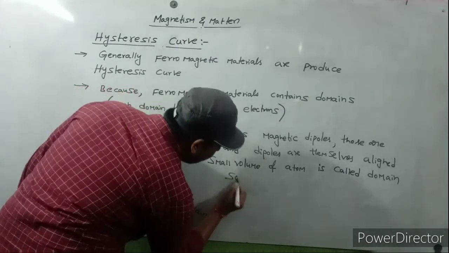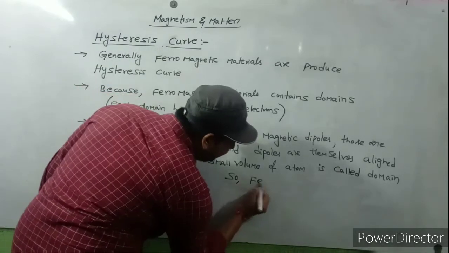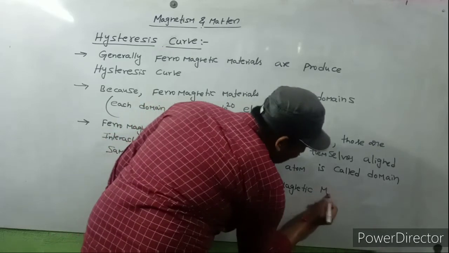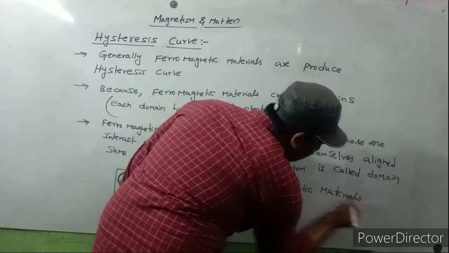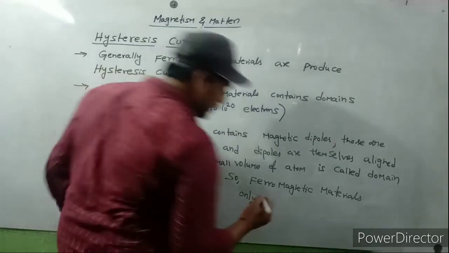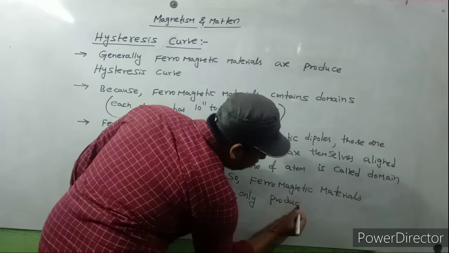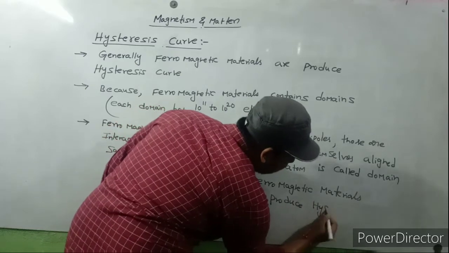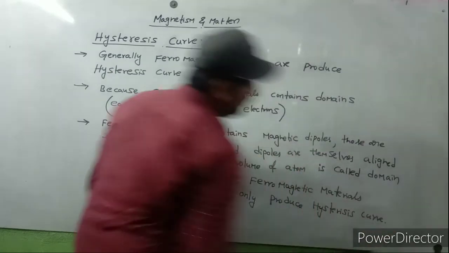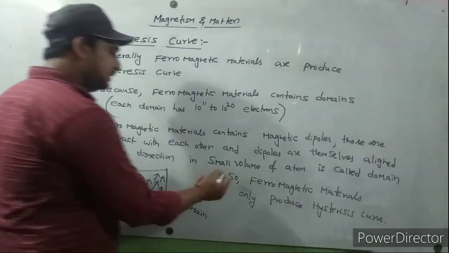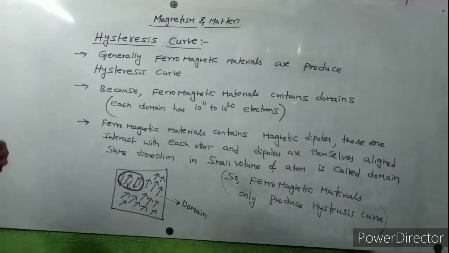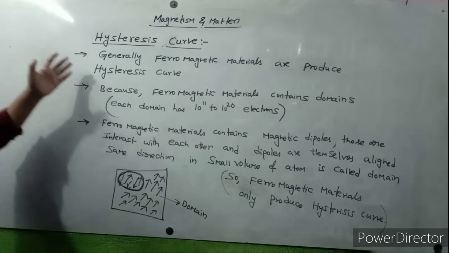So that's why ferromagnetic materials only produce the hysteresis curve. Please note this down.